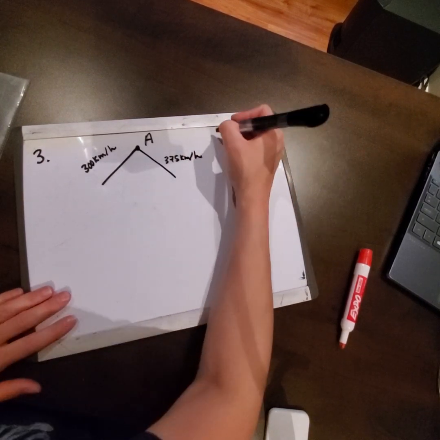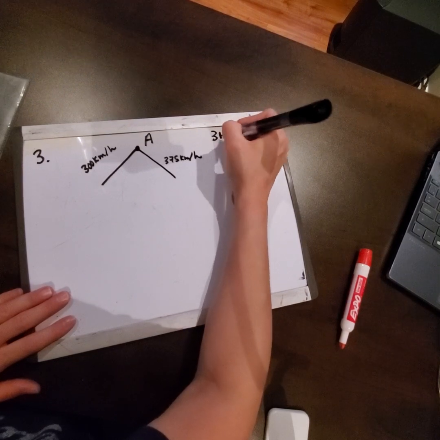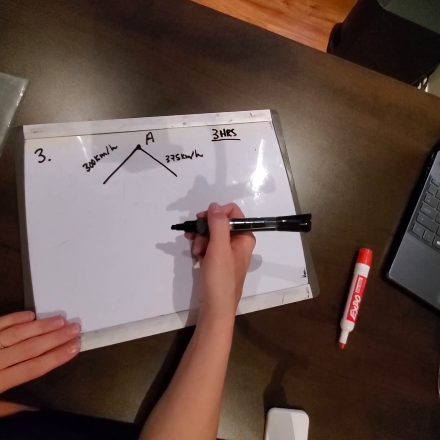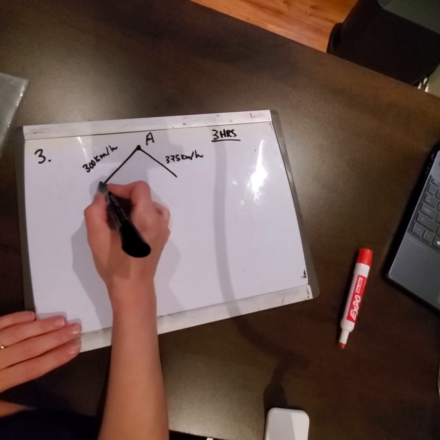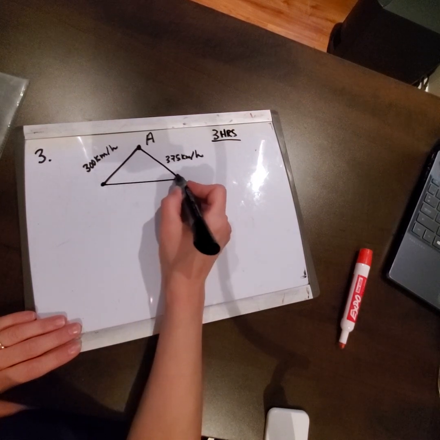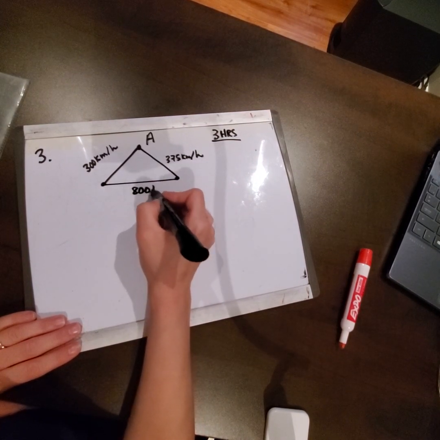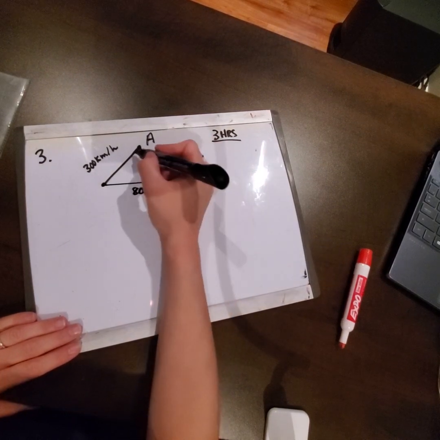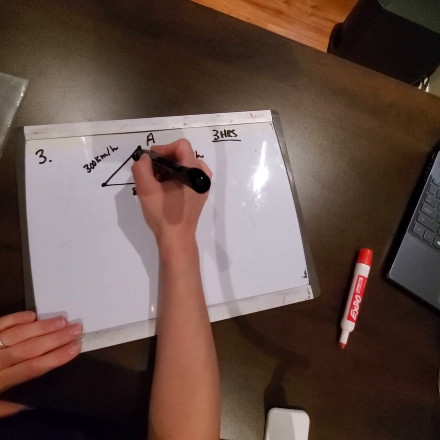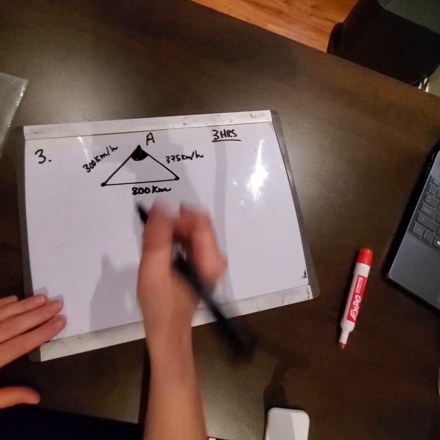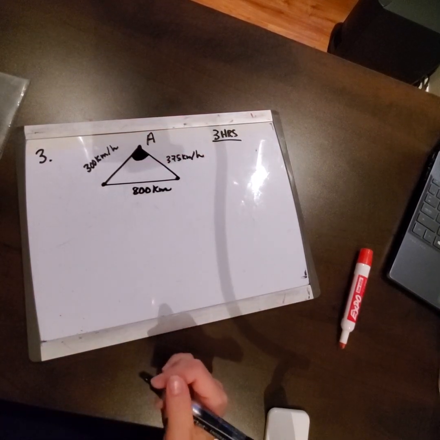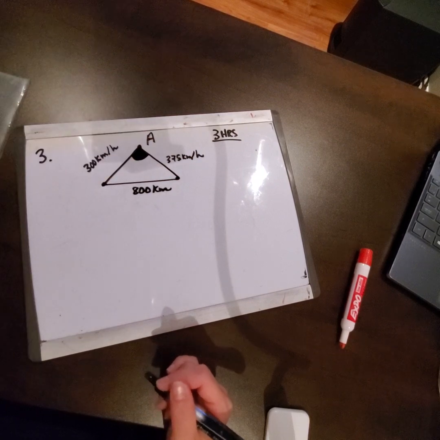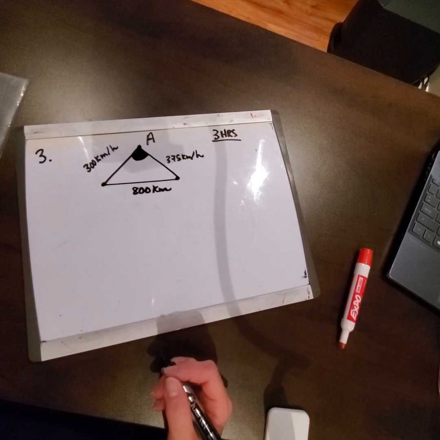After 3 hours, the planes are 800 kilometers apart. Find the angle between their course. So this is the angle we want to find. And I bet a lot of you already know that this is a cosine law question because we are given 3 sides, no angles. We must use the cosine law.